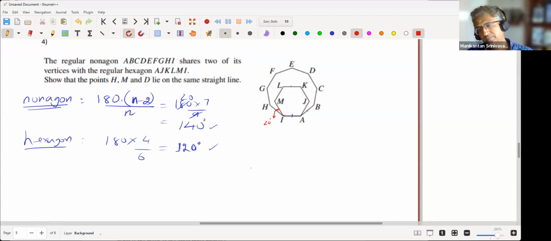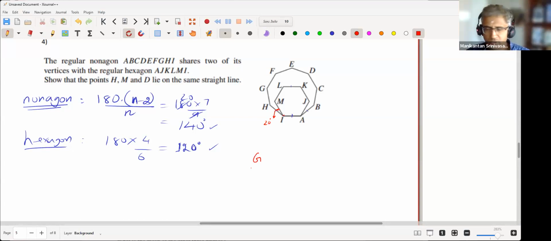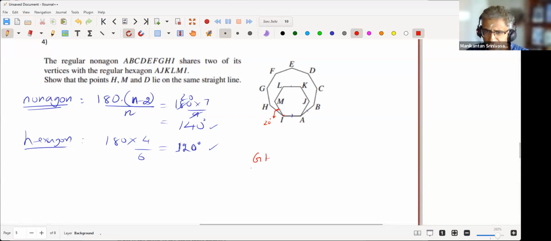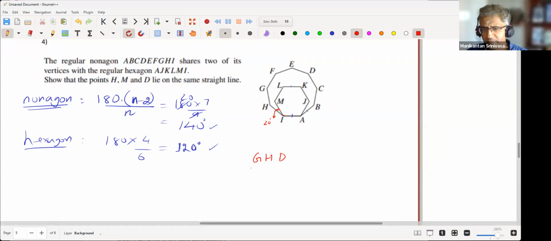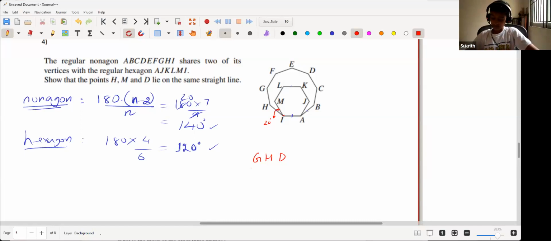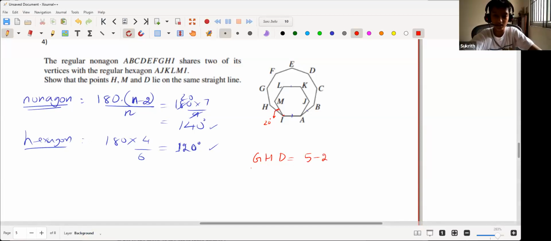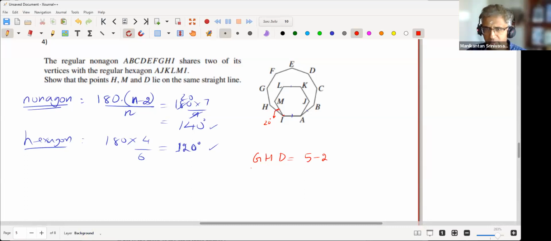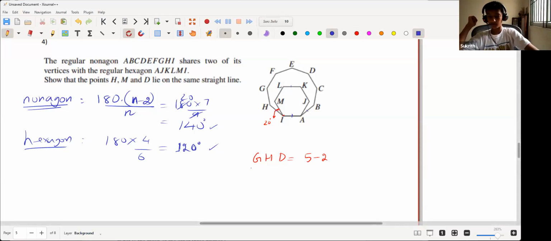Okay, continue, Sukrit. And then angle GHD would be 5 minus 2 into 180, in brackets, minus... Sorry, slow. Angle which one? GHD. Okay, GHD. So the total would be 5 minus 2 into 180, because if you draw a line from H to D, it becomes a pentagon. So 5 minus 2 into 180 minus 3 into 140 by 2.